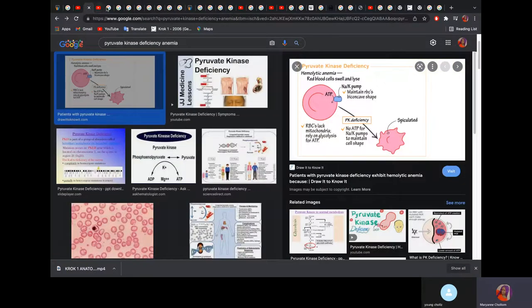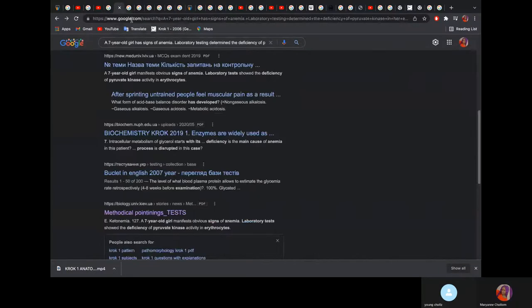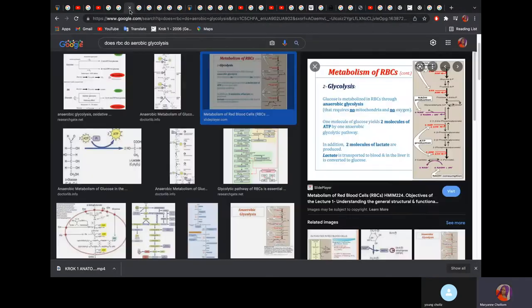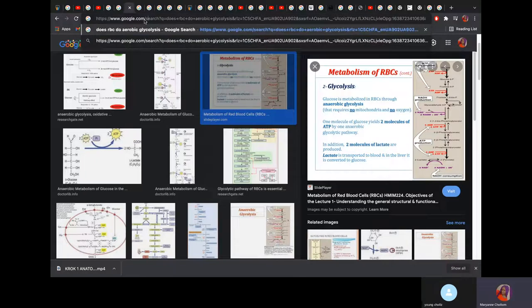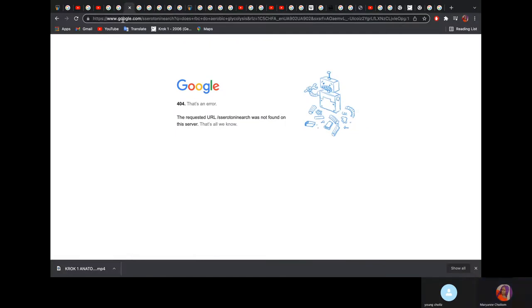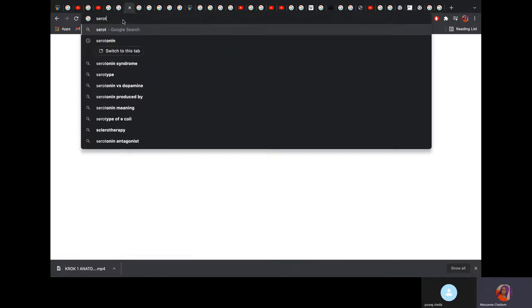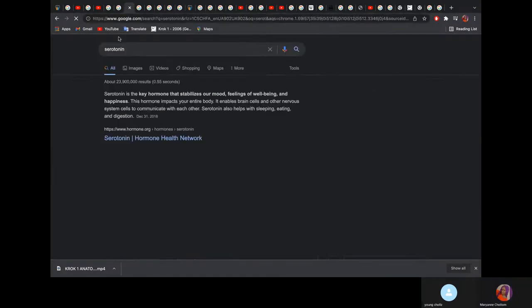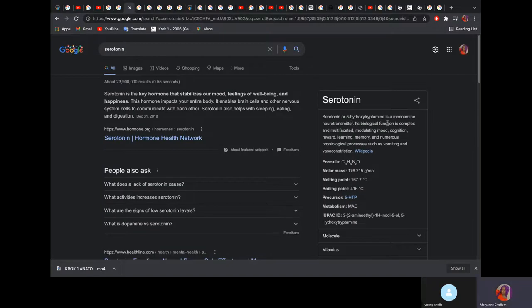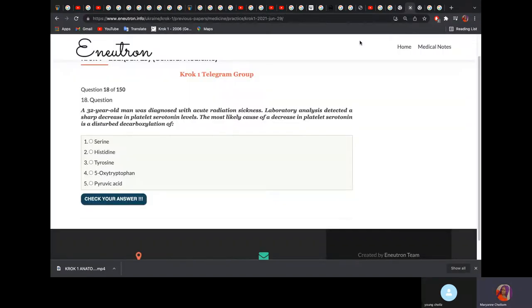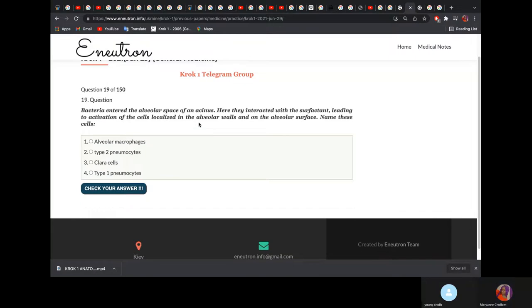Also, look here. Okay, so I'll just show you here. Serotonin. So what do you see here? 5-hydroxytryptophan, yes, something like that. So that's why it has to be 5-hydroxytryptophan, because the decarboxylation of 5-hydroxytryptophan will give you what? Serotonin.